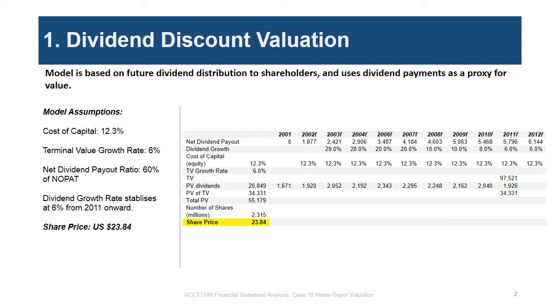As shown in the table, we calculated the terminal value using the figure from the year 2011. All the present values add up to 55 million. This gives us an average share price of $23.84. Diane will now introduce you to the discounted cash flow model.